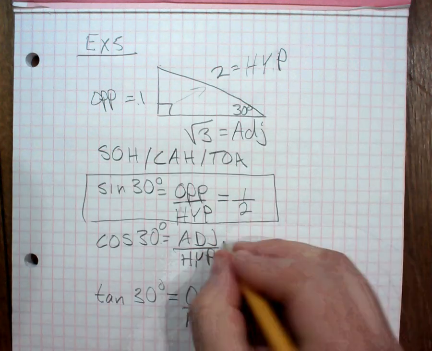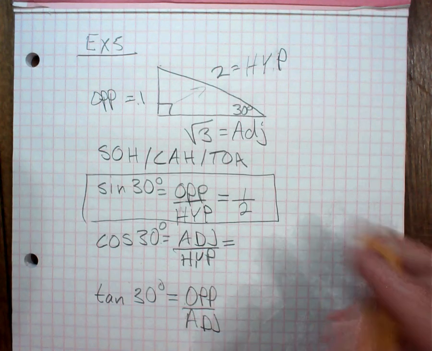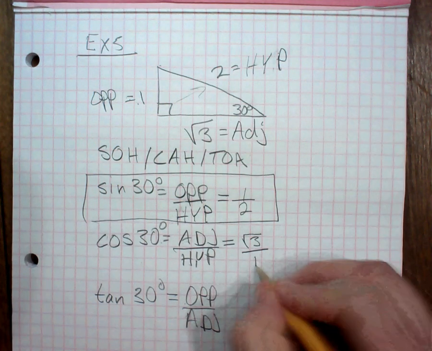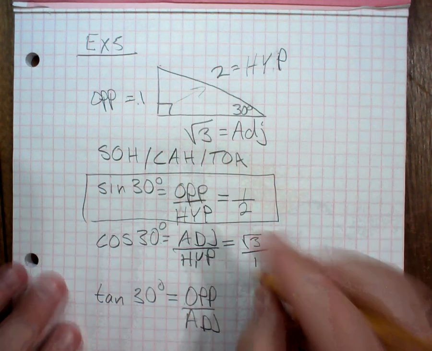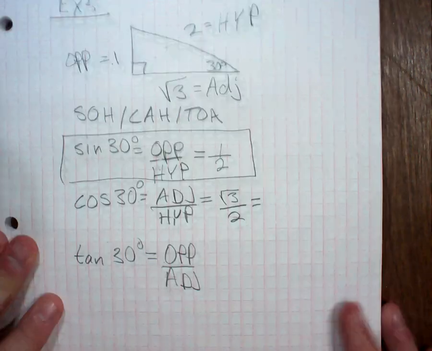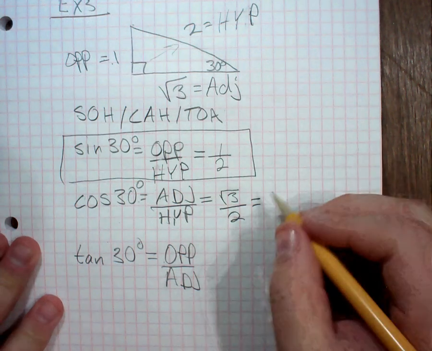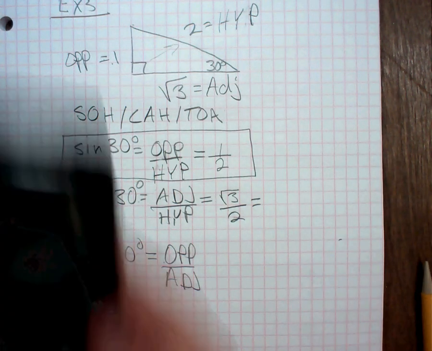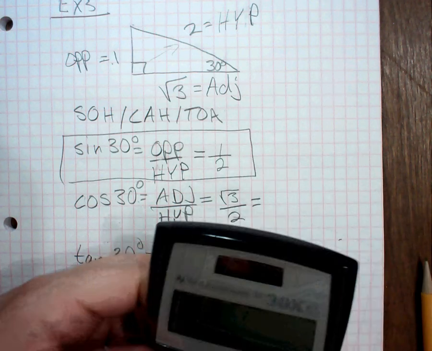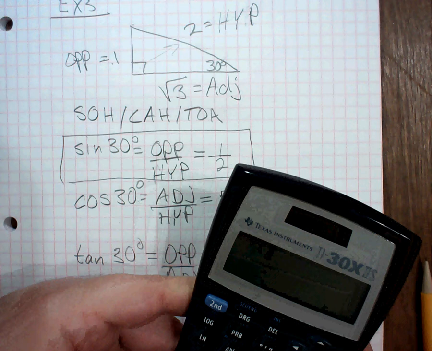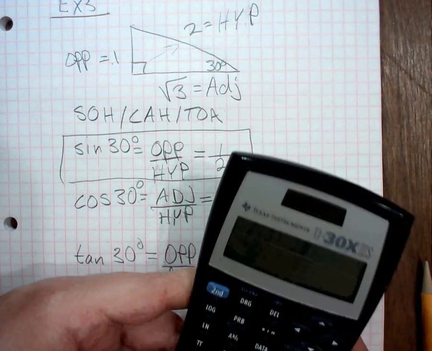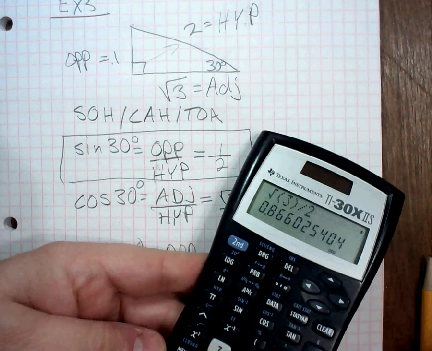Cosine is going to be the adjacent, which is the square root of 3, all over 1, which is, oh, not 1, 2, right? Because the hypotenuse is 2. Whoa, Mr. Adams almost made a mistake there. I can verify that because, well, let's figure out what that is as a decimal. So if I say the square root of 3 divided by 2, I get this decimal, which is 0.866.